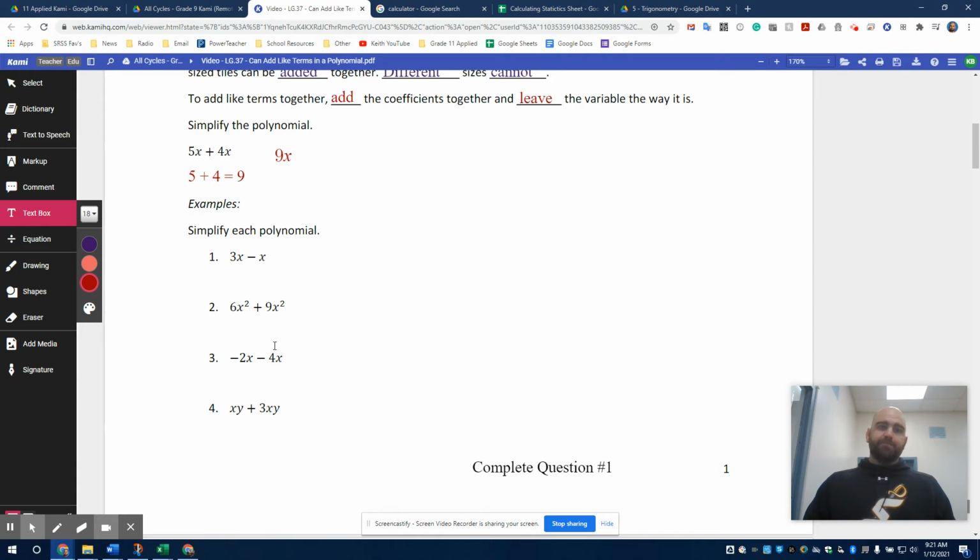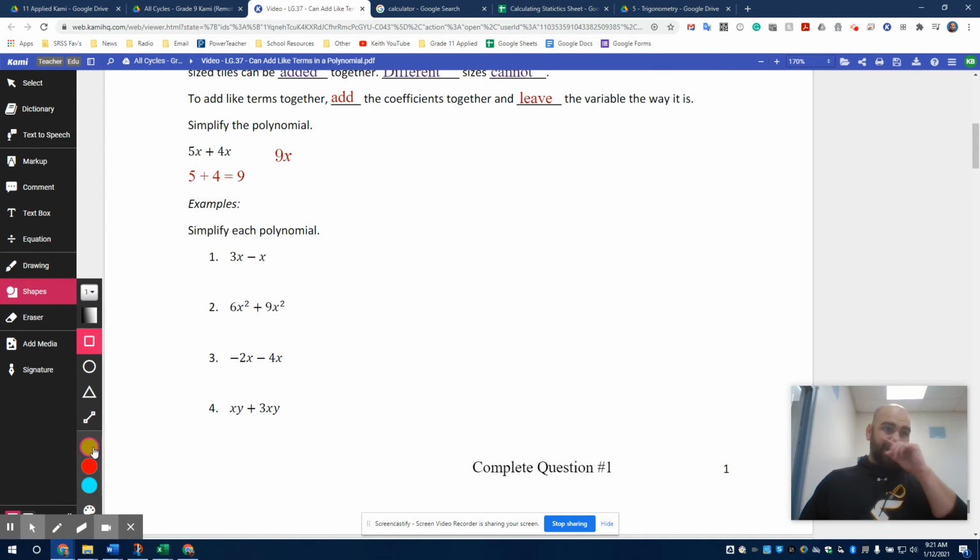So let's just simplify each polynomial. Let's do a little bit of an example here. The first one here, we have 3 x's and we have negative 1x. Now there's 2 different ways that we can think of combining these together. So again, I'm going to go through and do a little bit with algebra tiles, because I do have a couple questions with algebra tiles that I want you to do as well on the assignment, but we'll get into that on the next video here.